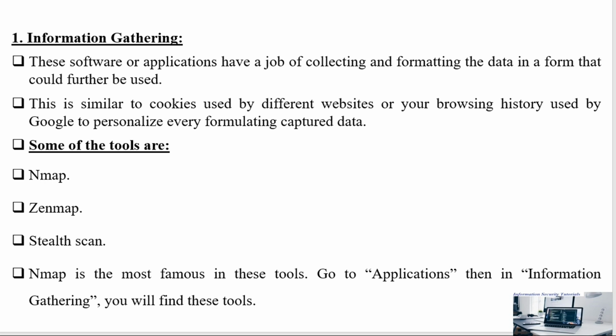Stealth Scan is a kind of scan that can allow us to gather much useful information about the network, like the running services and servers located on the network. Nmap is the most famous of these tools, and to start using any of the information gathering tools, you have to go to Applications, then under the Information Gathering category, you will find all these tools.